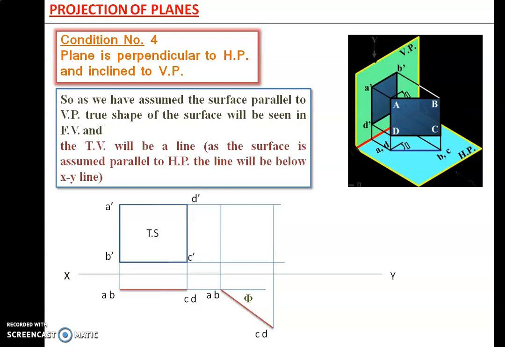Extend the horizontal projectors from the front view to intersect the projectors from the top view. Get the point of intersection, and once you have marked the points of intersection, join all these points by dark line, so that you will get the reduced shape of the square. So it is same as condition number 3, only the positions of the true shape are changed. Why? Because now the inclination is VP, so true shape will be above XY line, or true shape will be seen in front view.